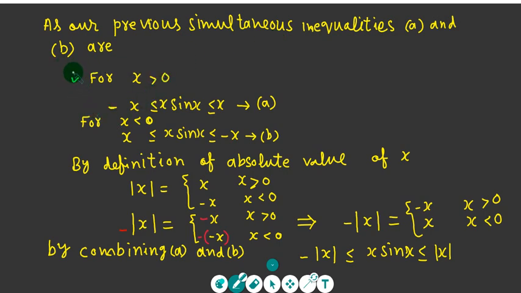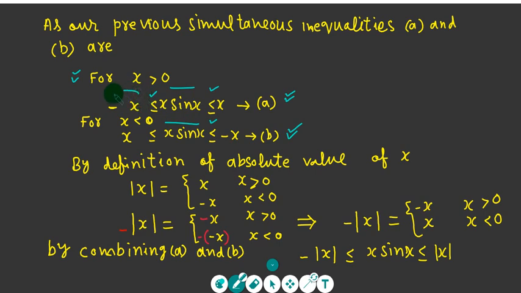For positive real numbers we get one simultaneous inequality, and for negative real numbers we get another simultaneous inequality. Here these signs are the same, and this middle function is also the same. We want to write a general simultaneous inequality. Instead of writing two simultaneous inequalities, we make one simultaneous inequality which is true for both positive real numbers and negative real numbers.